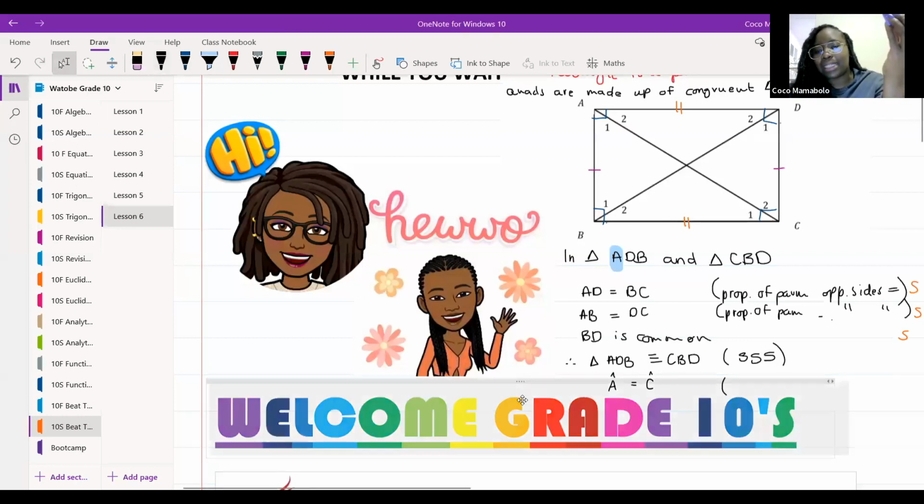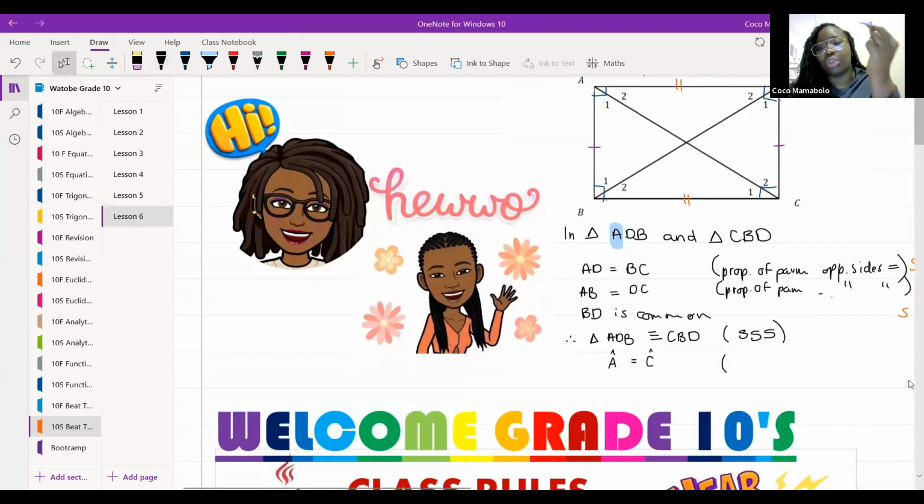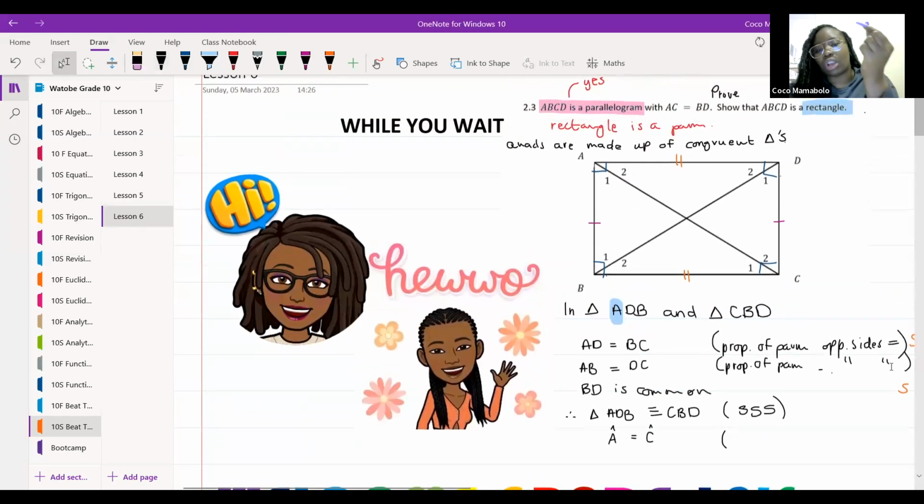Remember that CPCTC we like to talk about? Corresponding parts of congruent triangles are congruent. If we can prove that the triangles are congruent, then that automatically means that all the corresponding parts going around are congruent as well. So CPCTC, or you could easily just say, guys, you can say that triangle ADB is congruent to triangle CBD.